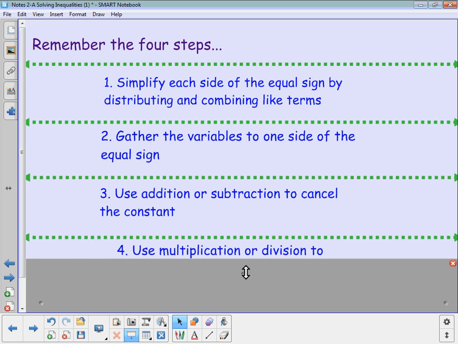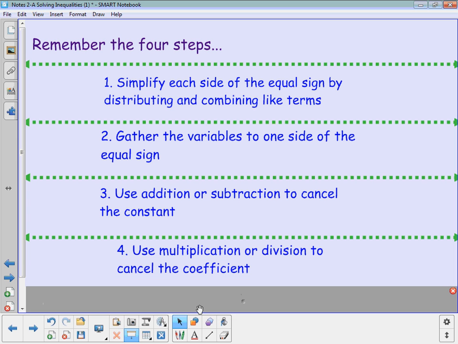Remember, when you're solving equations, the first step you want to do is simplify each side of the equal sign by distributing and combining like terms. Then the next thing you want to do is gather the variables to one side of the equal sign. The next thing you want to do is use addition and subtraction to cancel the constant. And last but not least, you want to use multiplication or division to cancel the coefficient. Alright, so those are your 4 steps. You should be familiar with them by now. So I want you to go ahead, pause the video, make sure you have that all written down before you move on to the next step.